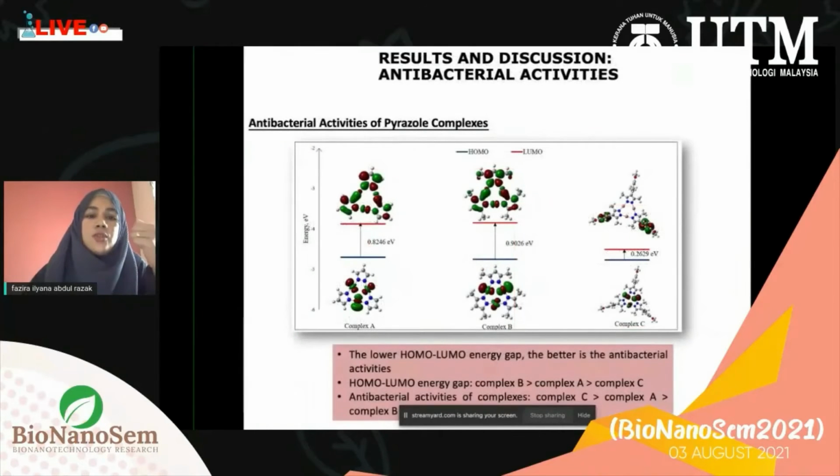Okay, next you show the results of antibacterial activities using frontier molecular orbital, or HOMO to LUMO. From here, we determine that the one with the lowest band gap will have better antibacterial activities. Why? Because it means that it is very active. The electron can easily jump from the lower state to the higher state. So which means that these are good potential candidates for antibacterial activities.